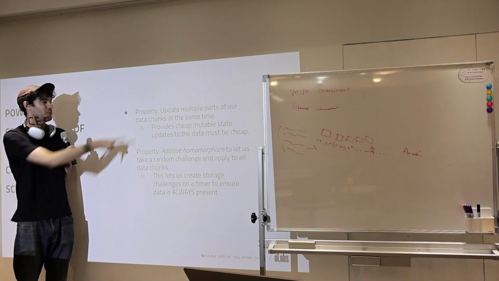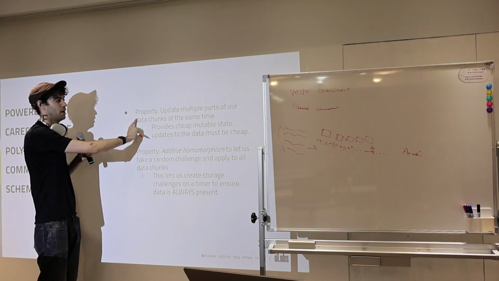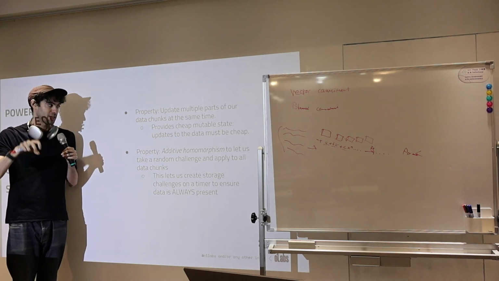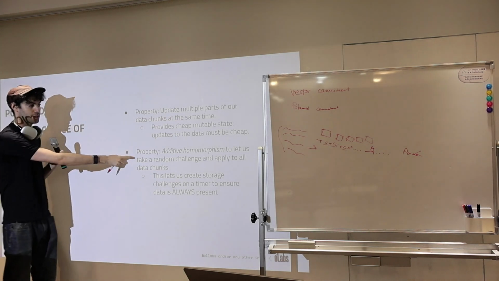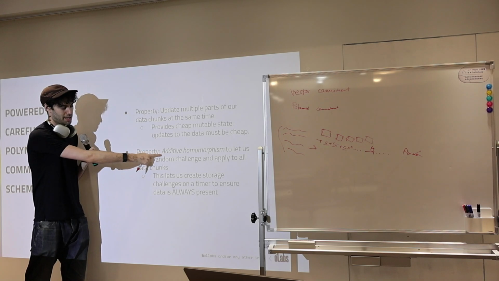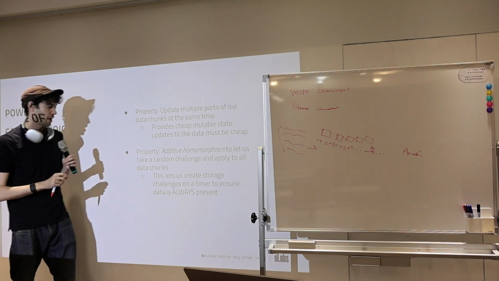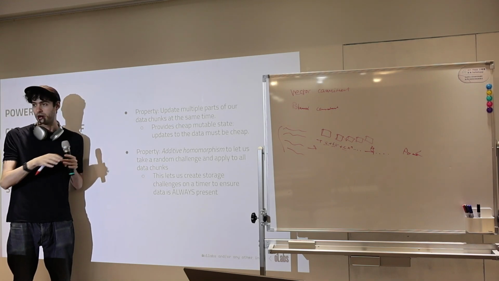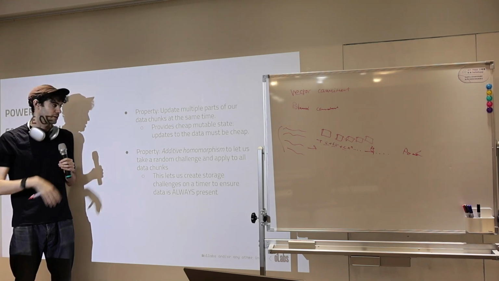There's ways in which you can pick one such that it's cheap to update multiple parts of the polynomial at the same time. And there's a way to have additive homomorphism. And this lets us interpolate random challenges, which is important for building a protocol. And I'll explain that in a second.